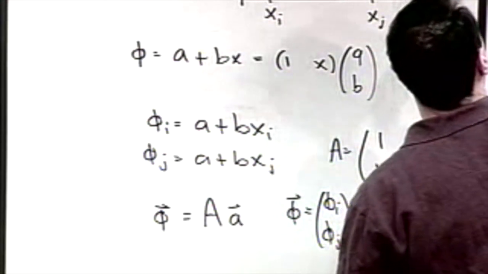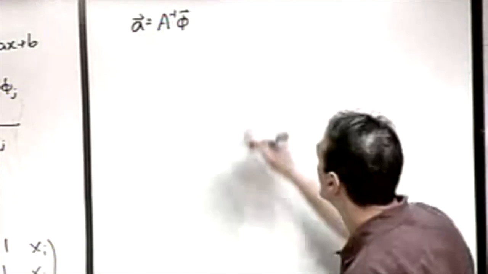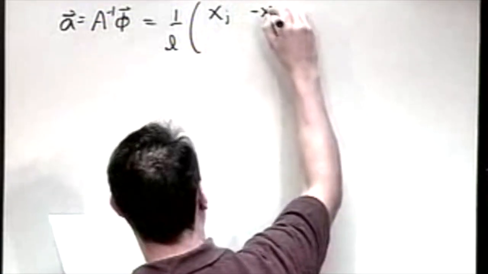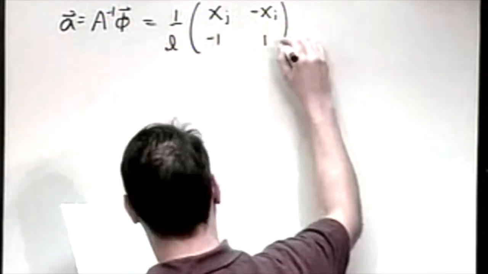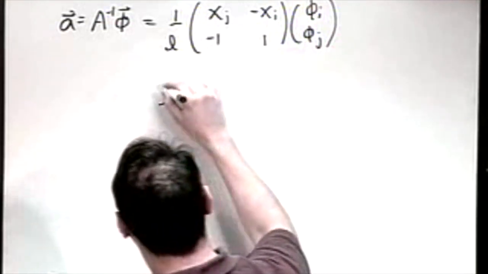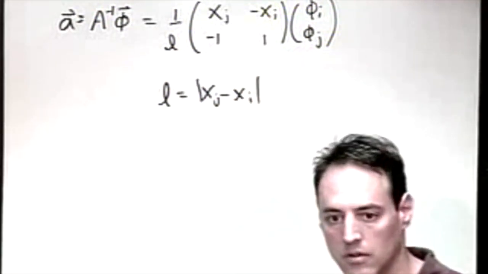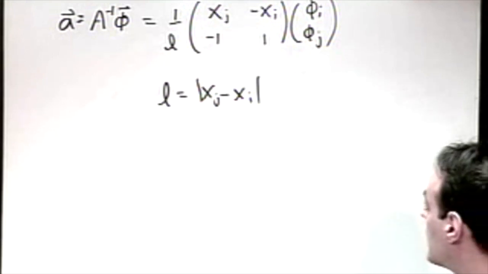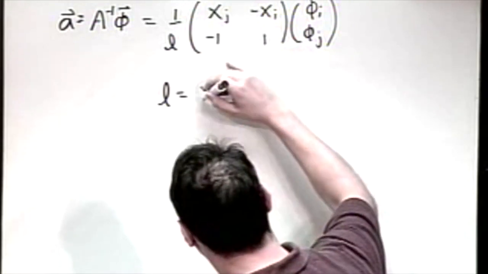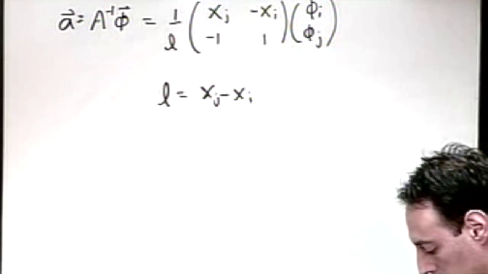The vector a is equal to A inverse times vector phi, which, if you work it out, is 1 over L times [x_j, -x_i; -1, 1] times [phi_i, phi_j], where L is this difference. Actually, no absolute value, just a positive quantity as it is, because x_j is on the right, x_i is on the left.